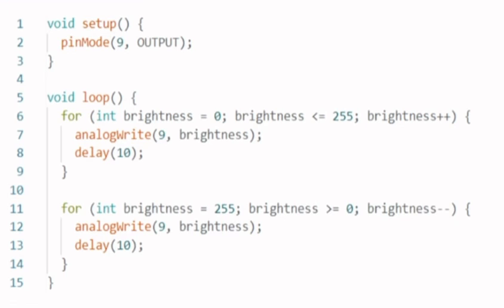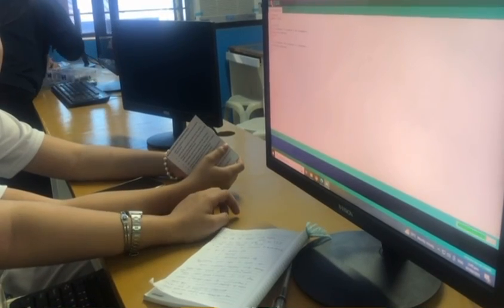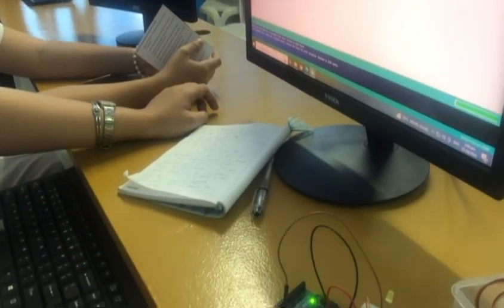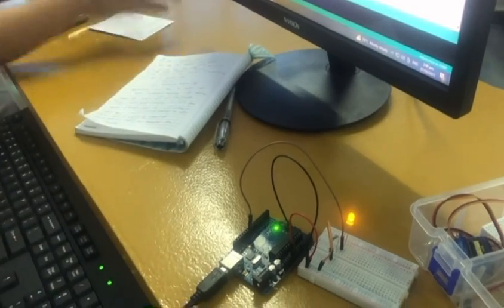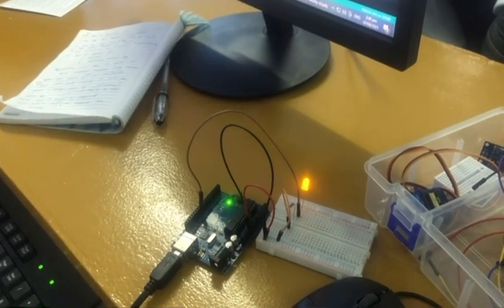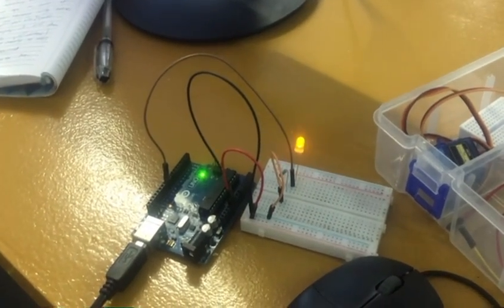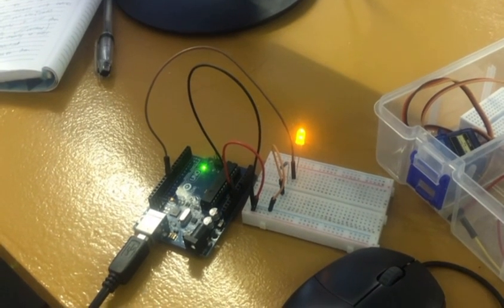For this activity, the same circuit is used but with different code. The LED now fades in and out smoothly, showing how we can control brightness using PWM. It demonstrates how varying signal strength affects the LED's intensity.